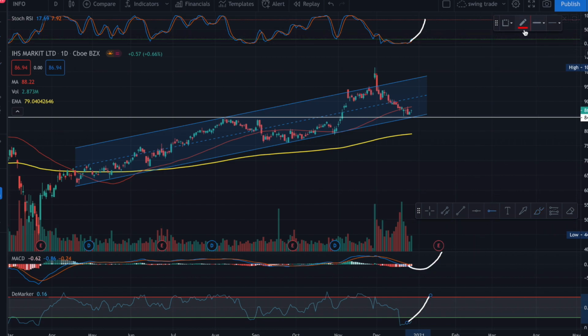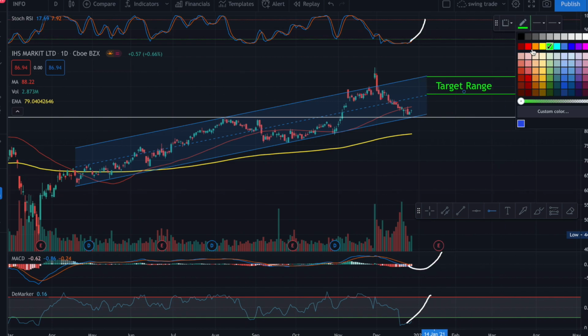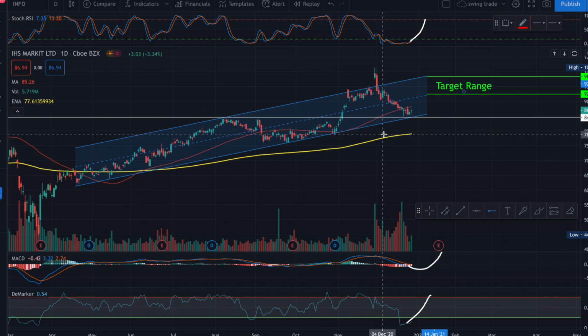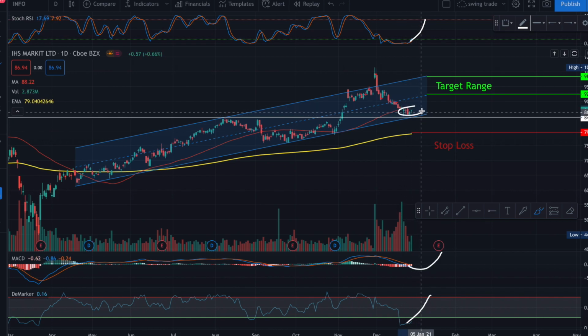So my personal target on INFO is on the high of the channel, which is right around this area, and I'll cut losses on this previous support, which is right around here. So we're looking on INFO for an entry around this area and for a bounce back right to the target range, and you can start taking profits on the way.